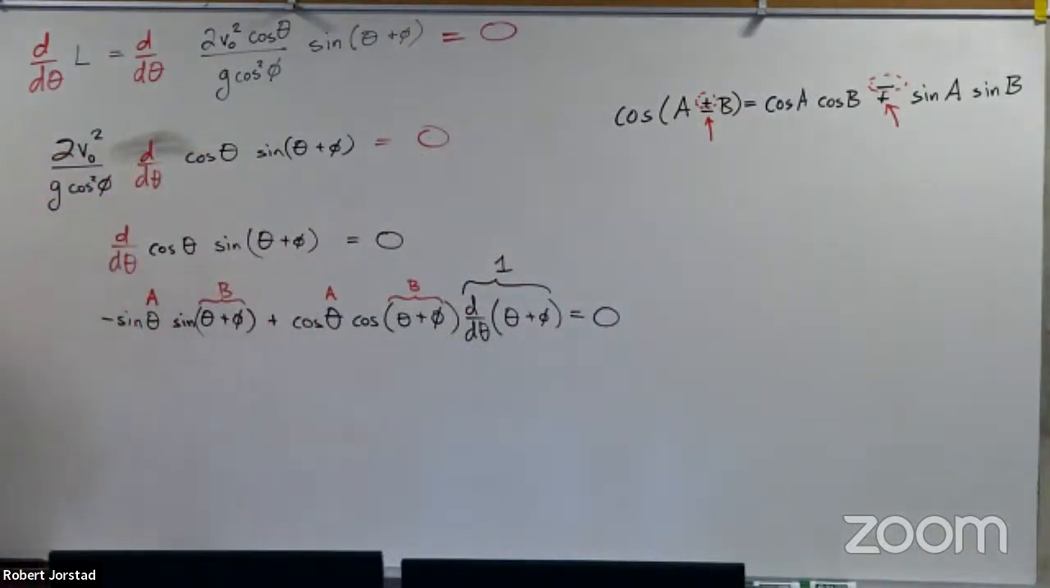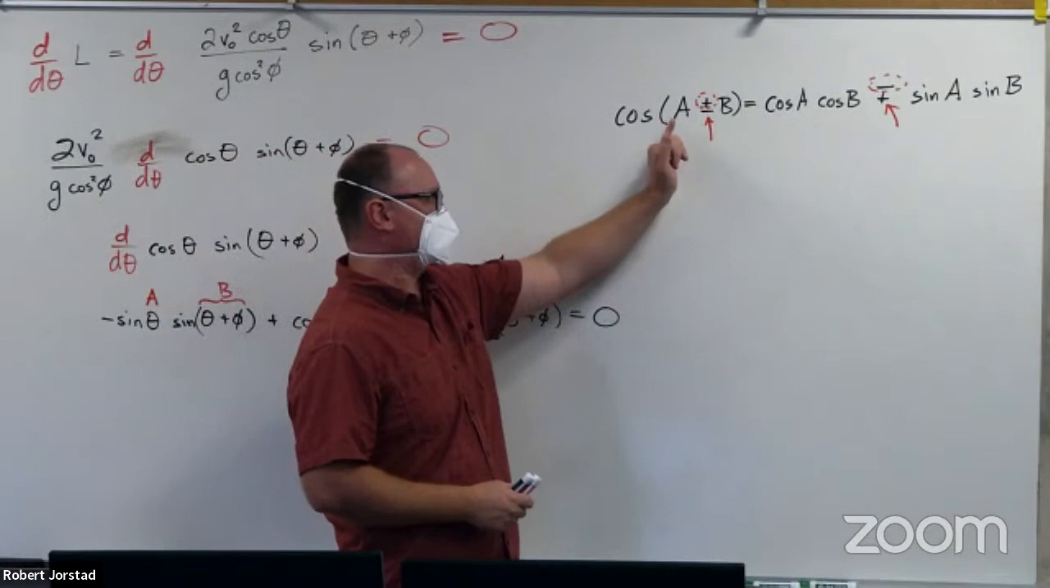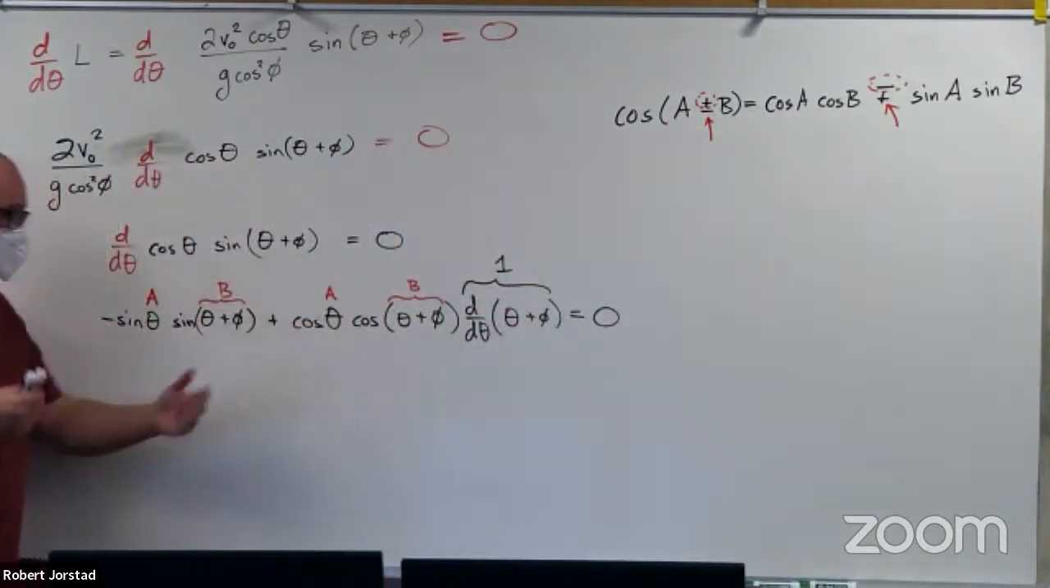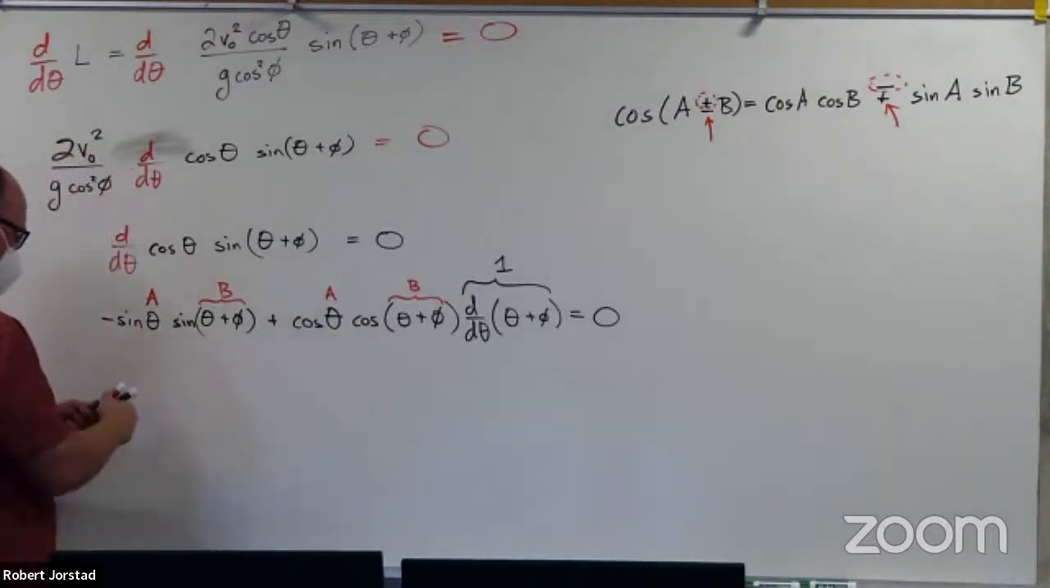So now I see my sine function has a negative sign on it. Am I going to want to use cosine A plus B or cosine A minus B? Minus maybe. Plus. Look at it, right? Do you agree? Let me rewrite this.